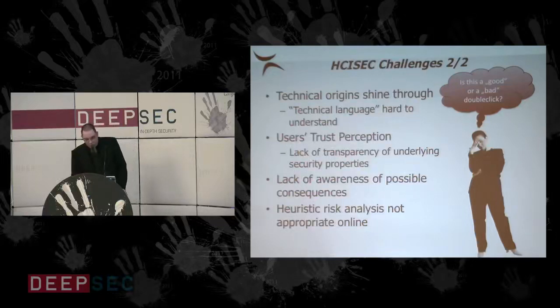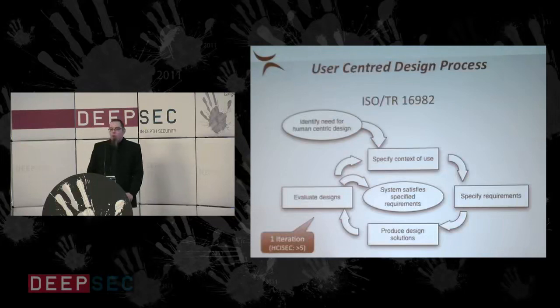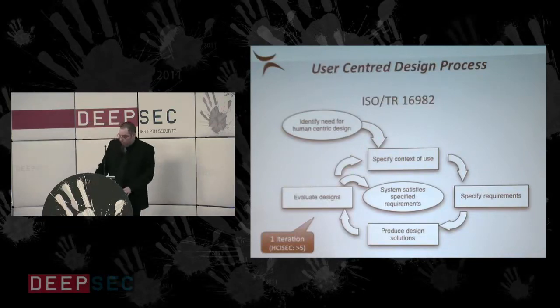So we have heard a lot of challenges now, so how to solve them? ISO in general states a user-centered design process, which is defined. We see here one iteration. It is more or less identifying the need for human-centric design, doing some specification, specifying the requirements, producing some prototypes or design solutions, evaluating them, and then iterating again.